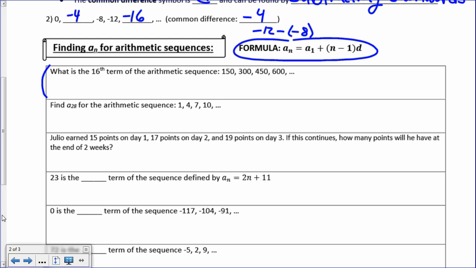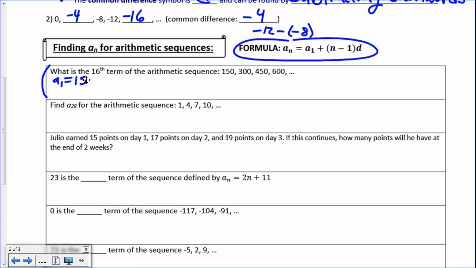So in here, what have they given us? Well, first of all, let's look at the formula. In order to find a sub n, which is some number in the sequence, you need to know the first term, how far you want to go in the sequence, and what the common difference is. So looking at this example, do you guys know any of those things? Do you know the first term? 150. Okay, so I'm going to write down what I know.